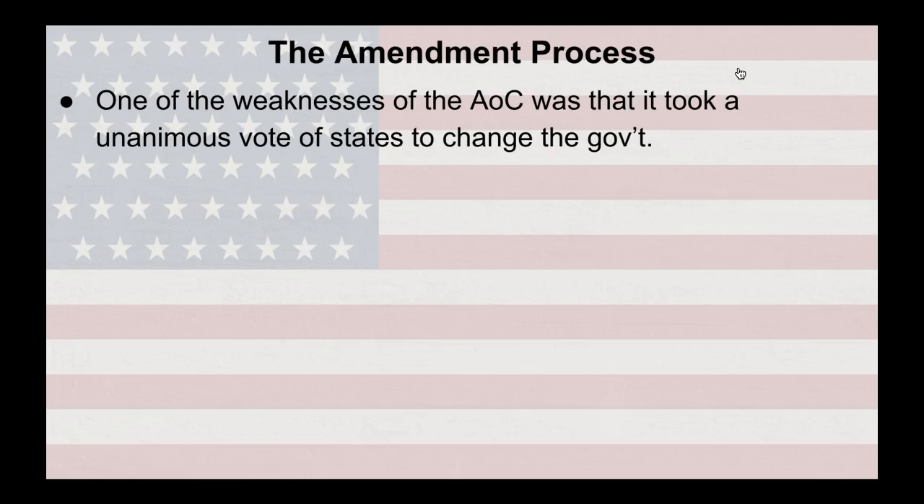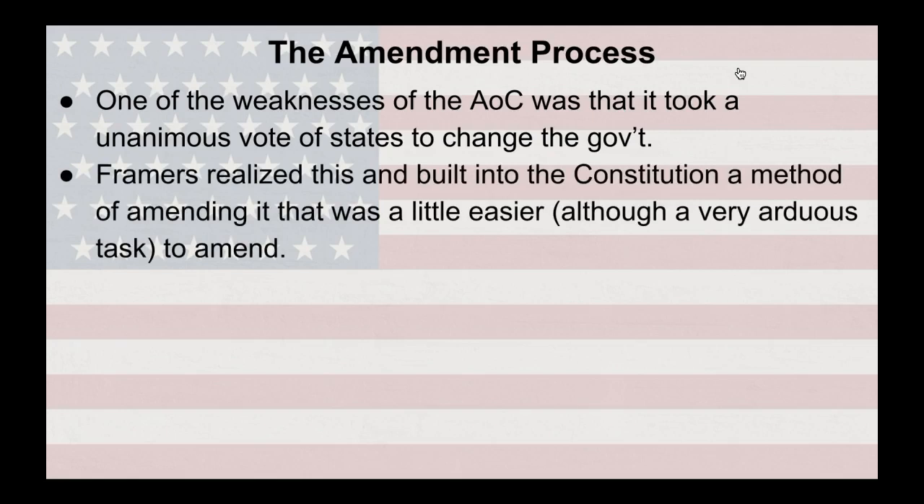And so the framers are going to realize this. They're going to go in knowing that, under the Articles of Confederation, it was hard, really hard, nearly impossible. And so they are going to build a process into the Constitution that makes it a little bit easier. Now, understand, it is not easy to amend the Constitution. It is a long process. It's very arduous, and that is on purpose.